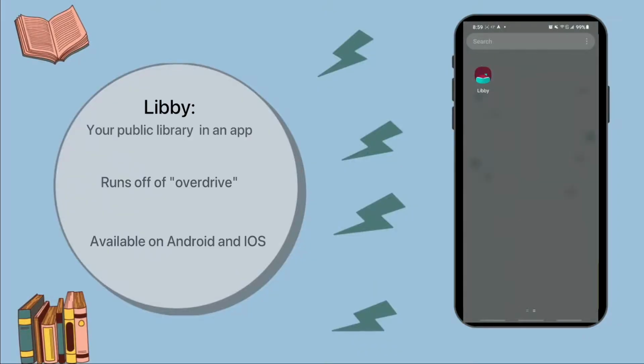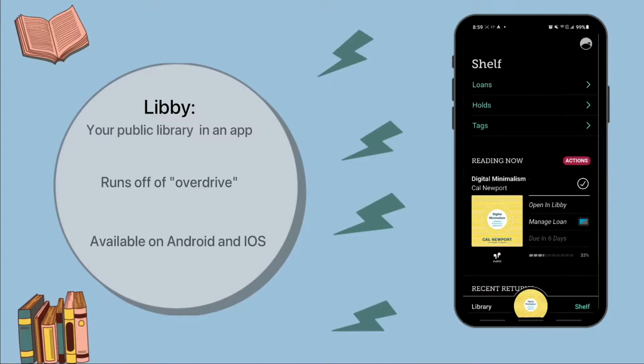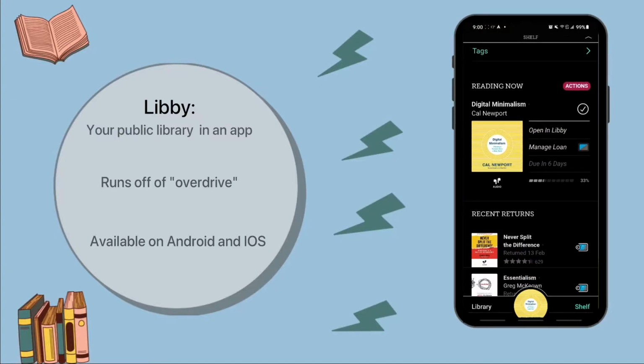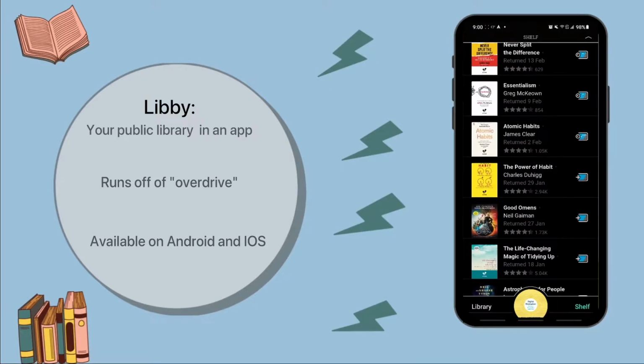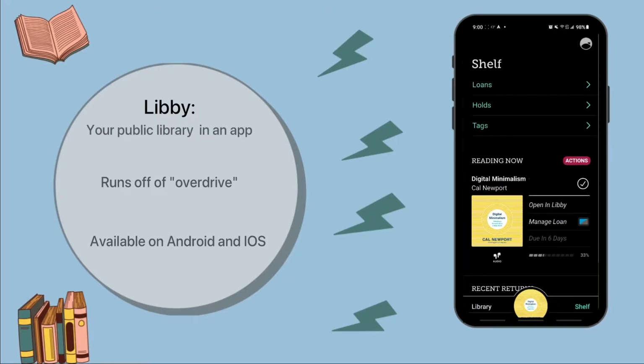So I'll start off by showing you how I use the Libby app. With Libby, this is me opening it up on my phone. This is the home screen, the landing page, I guess. So you see an area called shelf, then loans, holds, tags, reading now, and actions, the actual title that I'm reading, recent returns. It was all the returns that I've previously read, of course. And as you can tell, I've read a lot this month.